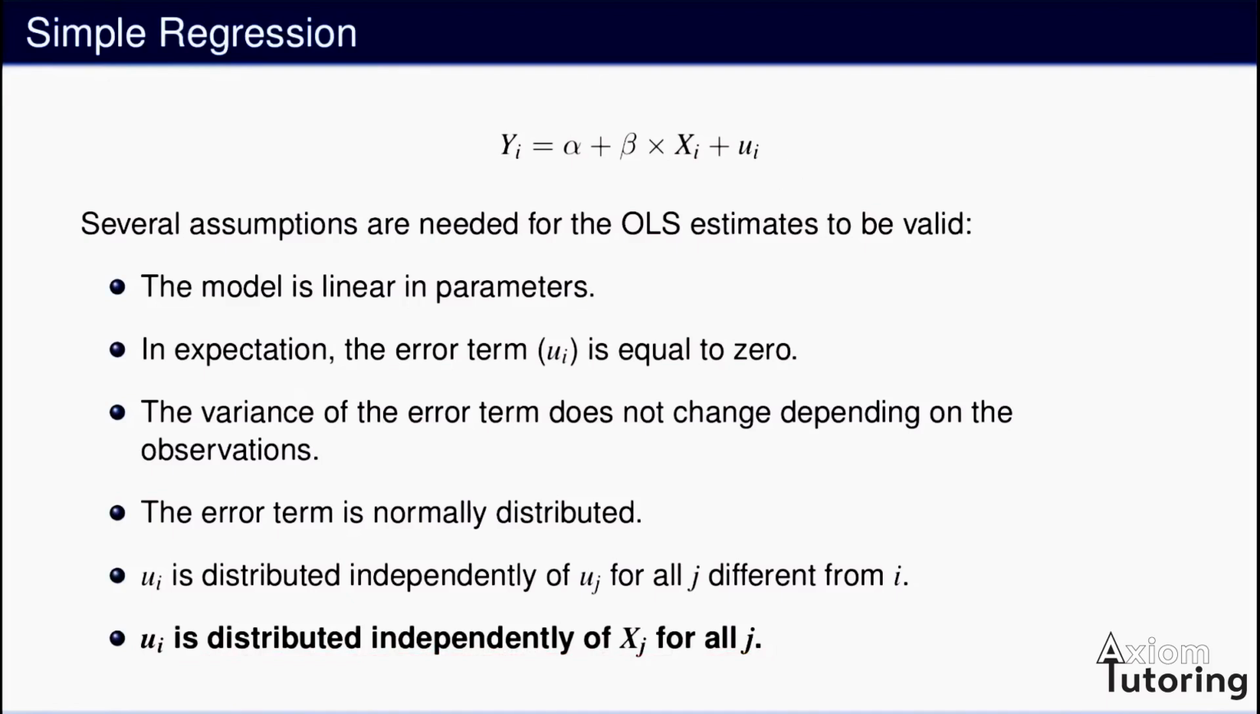So we need to find a way of modeling our outcome variable, yi, in such a way that our error term is uncorrelated with any regressor. Now, if we have this, then we will be able to have, for example, an unbiased estimator.